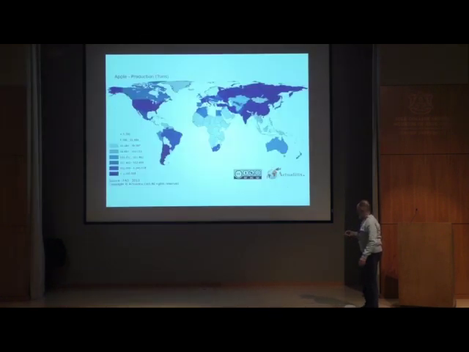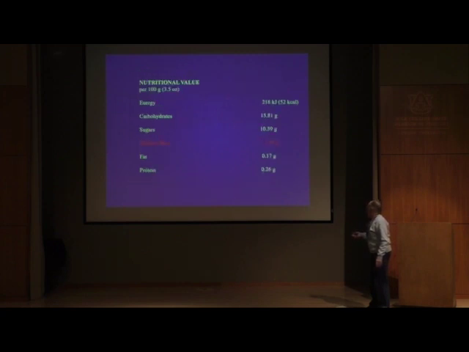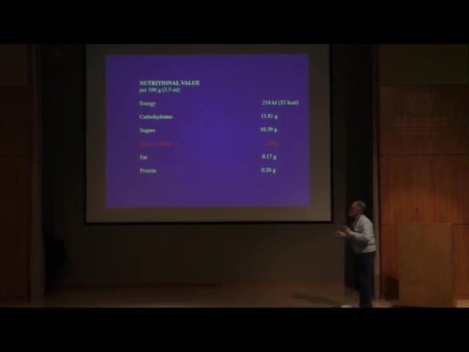Apple production illustrates that it's all over the world, and it's quite a bit. China is number one, with millions of tons a year produced. Then the European Union, United States, and so forth. In everything that I will present, I show you the nutritional value of it. So, apple is all over the world, at least in the temperate world.